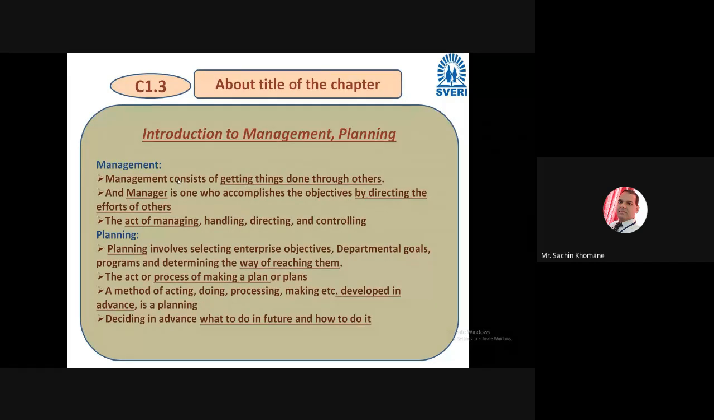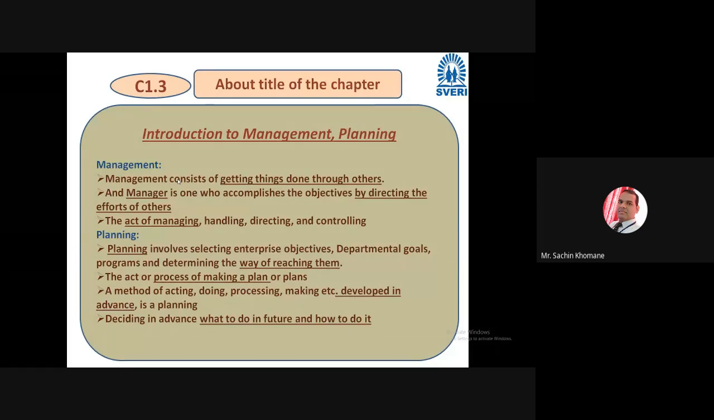Another definition: the act or process of making a plan. Very simple, from the word itself you can say the act or process of making a plan is planning. Another meaning of planning: a method of acting, doing, processing, making, etc., developed in advance. This is complicated, but I will tell another, last definition so you can easily remember.